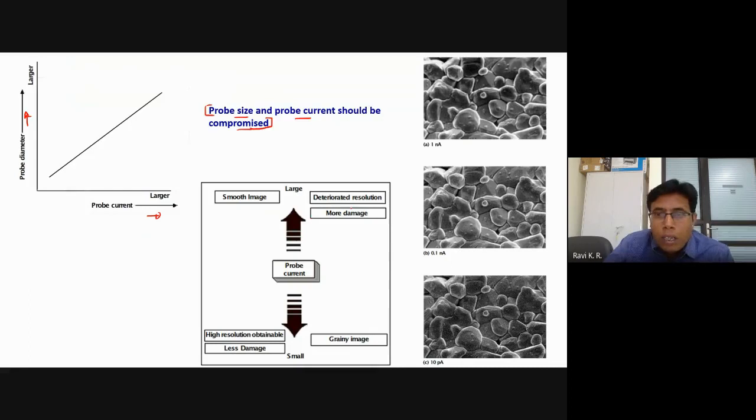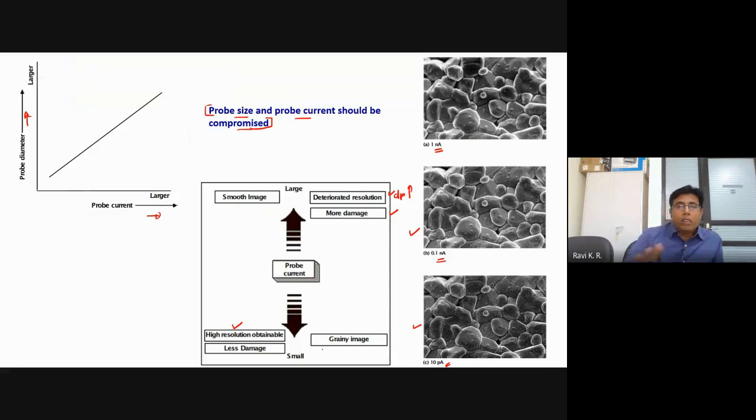When you increase the probe current, it will deteriorate the resolution because you are increasing the dP value. Again, it will damage the sample more, because you are having more probe current. On the other hand, if you decrease the probe current, high resolution is possible. But the thing is, you don't have a good signal to noise ratio. Say, this is 1 nanoamp, this is 0.1 nanoamp, and this is 10 picoamps. So this is showing the best possible resolution. But this sample is showing very good resolution, but you will get a grainy image. That's because of the signal to noise ratio.